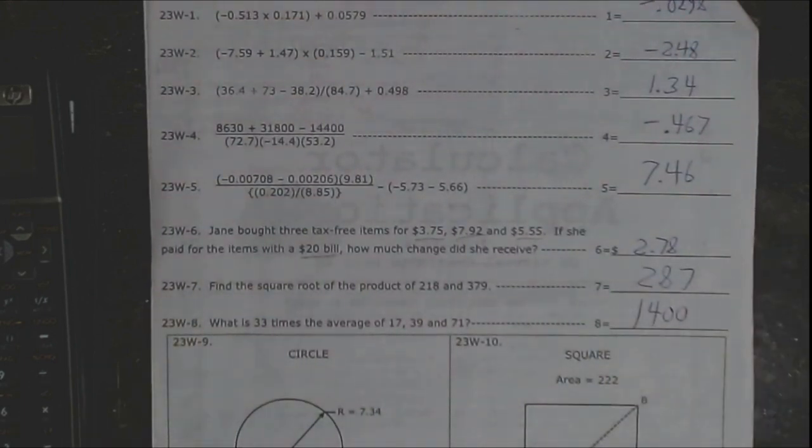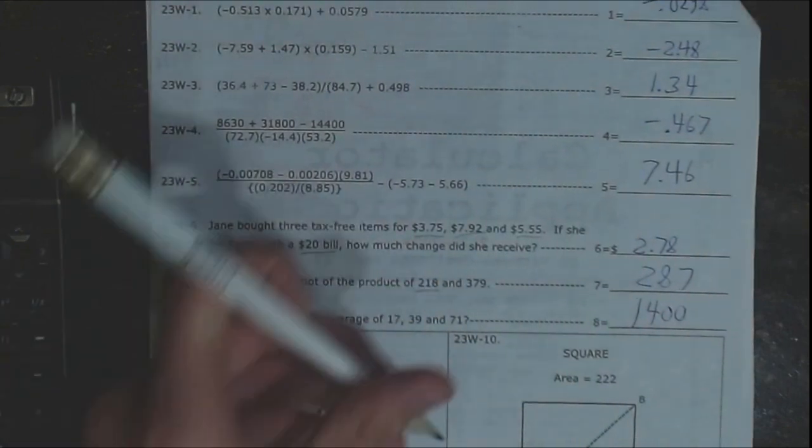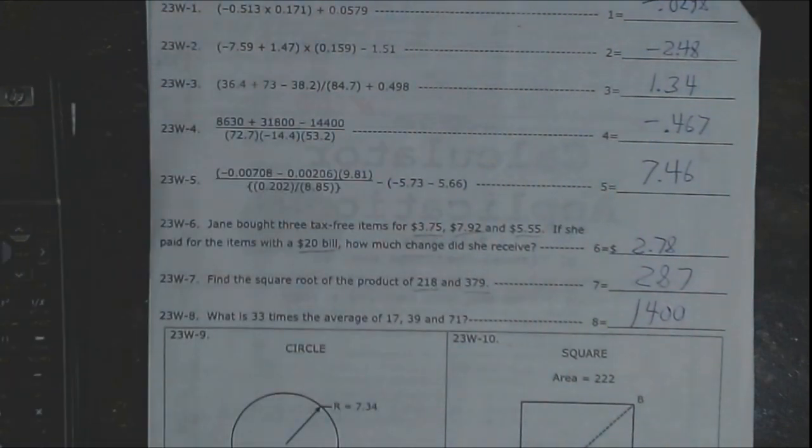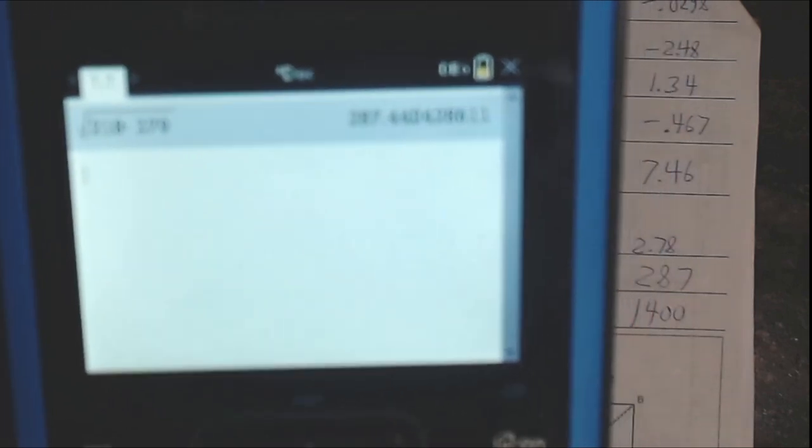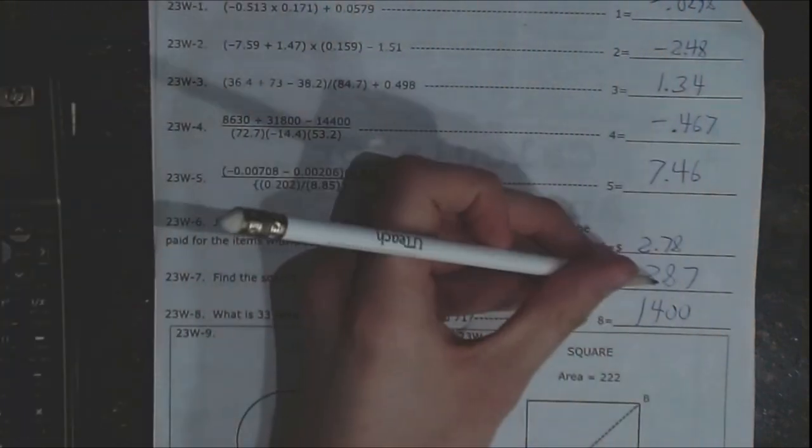And now, number 7. Find the square root of the product of 218 and 379. It's also pretty easy. We're just going to take the square root of their product, click enter. We get about 287.